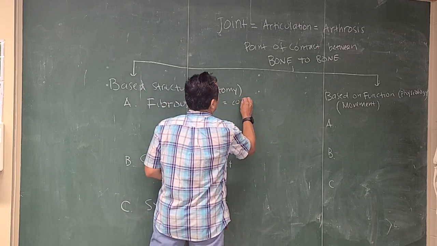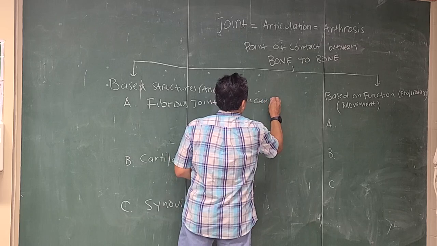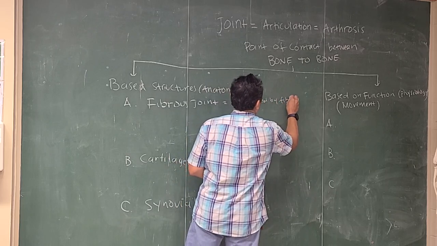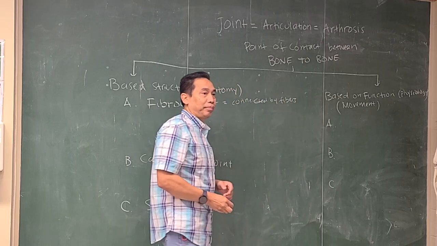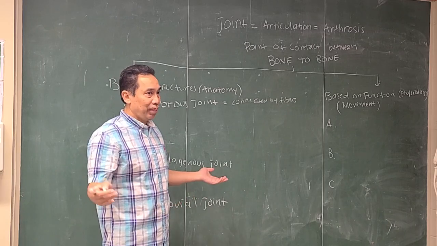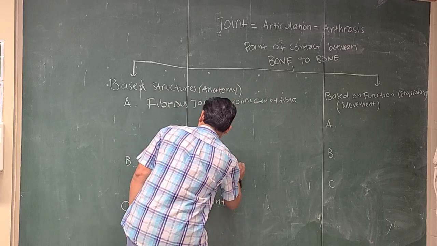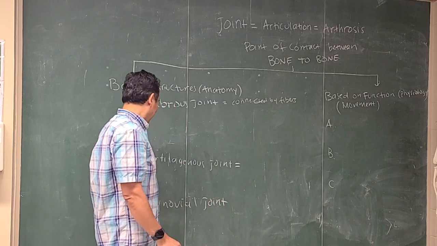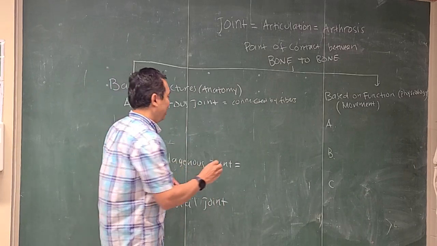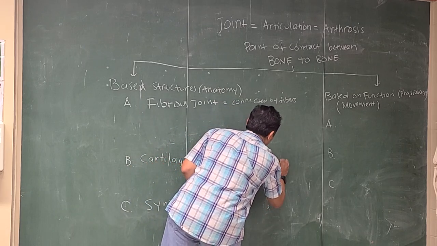Connected by fibers. Maybe elastic, maybe reticular, maybe collagen fibers, right? That's fiber. Cartilaginous joint, connected by cartilage.